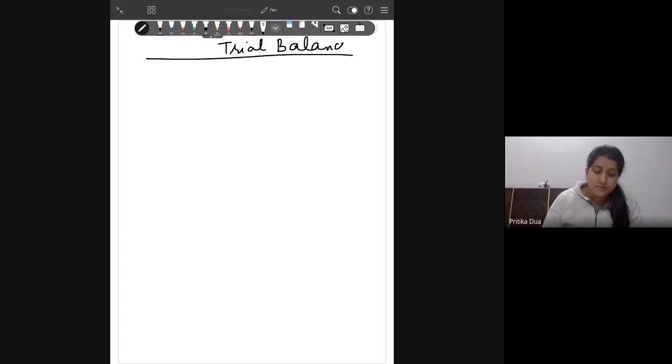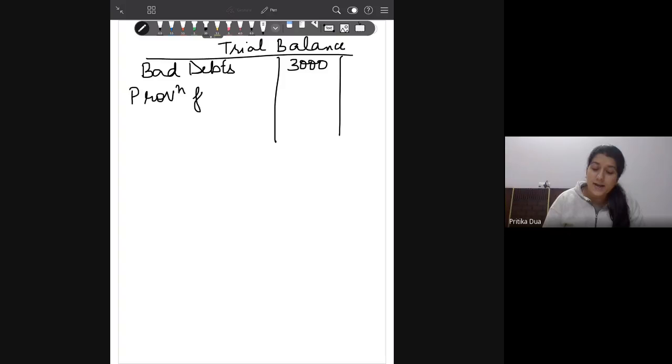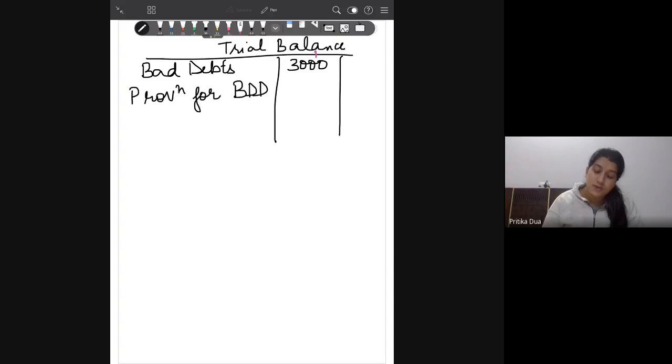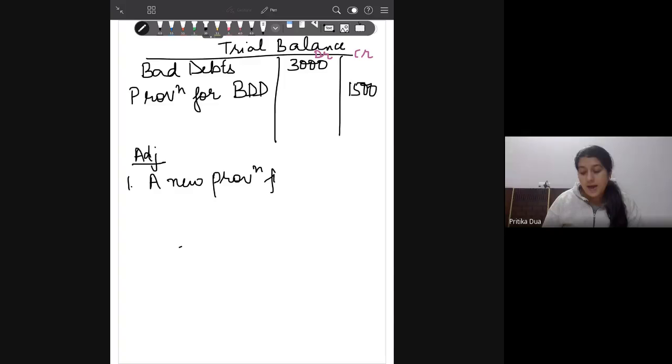So just to keep it simple, I'll put bad debts as 3000. Provision for bad and doubtful debts. BDD is provision for bad and doubtful debts. Now provisions always have a credit balance. So here I put it as 1500. And then the additional information given in the question is a new provision for bad and doubtful debts to be created.